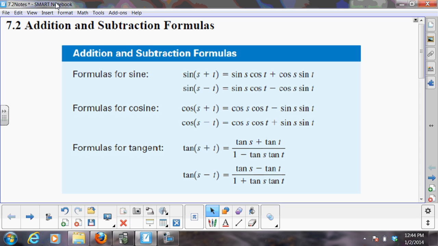Addition and subtraction, the double angles, the formulas that we'll do over the next few sections. There are questions on the final exam about these. I'm not going to tell you specifically which ones are on it, but basically all of chapter 7 is somewhere on your final exam, just so you know.